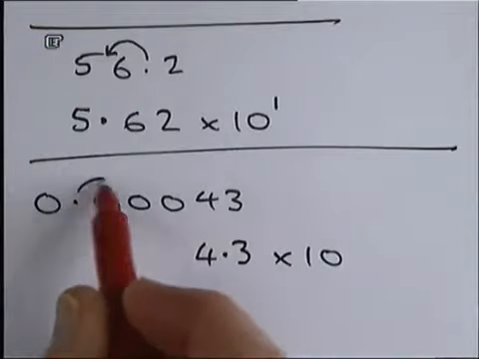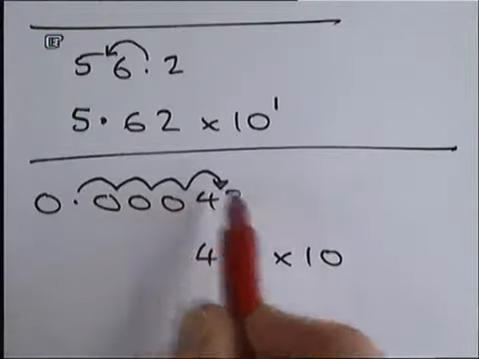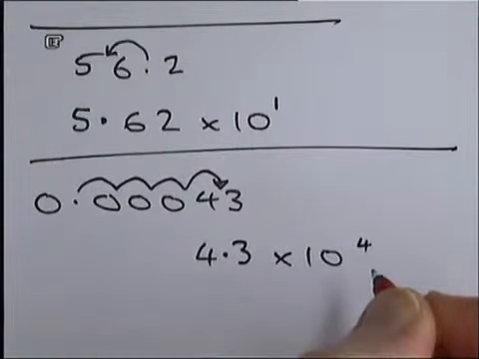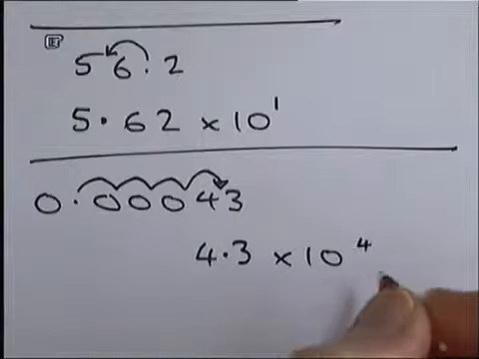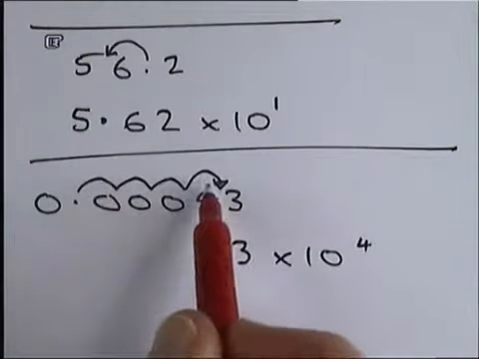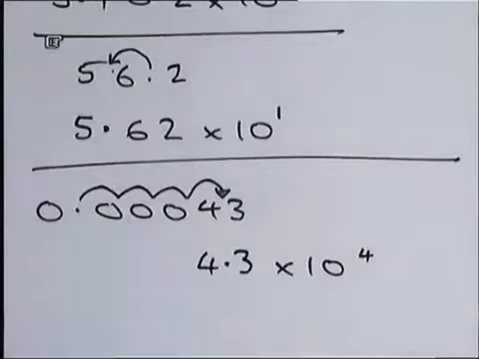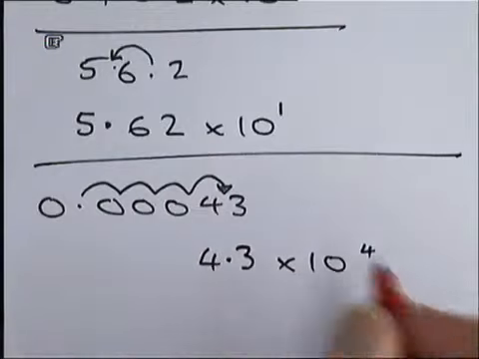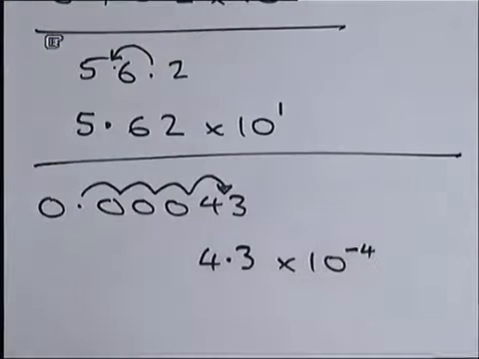Now I've moved the decimal point 1, 2, 3, 4 places. So I put a 4 up there, but that's not where I finish. If you notice, this time the arrow has gone the other direction. I've gone left to right, whereas in the other questions I went right to left. To show it's a 0 point number, to show I went the other way, I put a minus in front of that power.